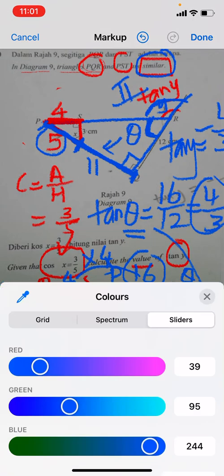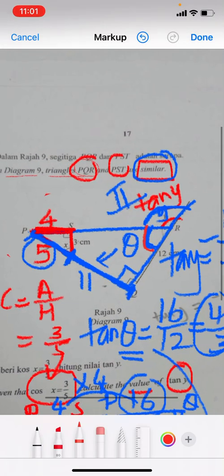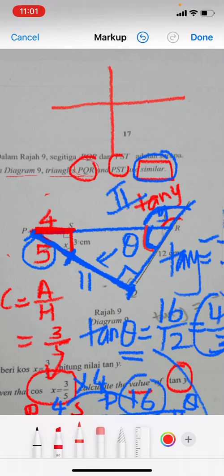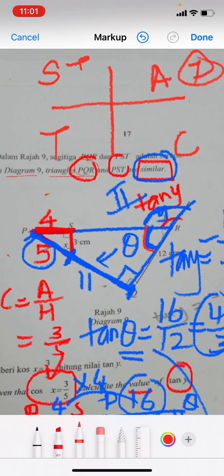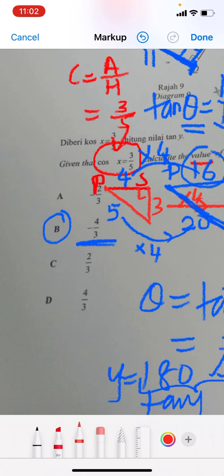After we find the acute angle, we apply the quadrant rule that you learned in Form 4. ASTC: all is the first quadrant, sine is the second quadrant, tangent is the third quadrant, and cos is the fourth quadrant. So all are positive in the first, sine is positive in the second, tangent is positive in the third, and cosine is positive in the fourth quadrant. So at the second quadrant here, for tangent, it will be negative, right? So if you look at this answer, this is the right answer, negative 4 over 3.